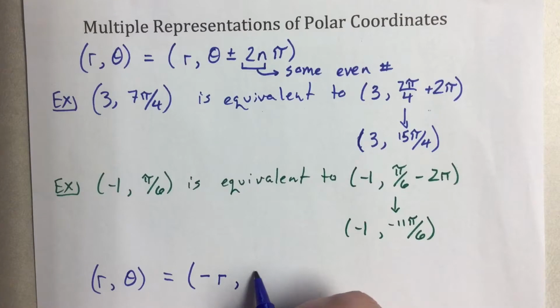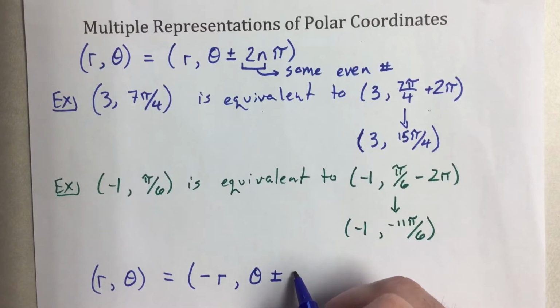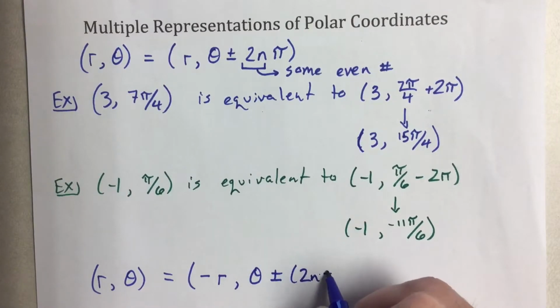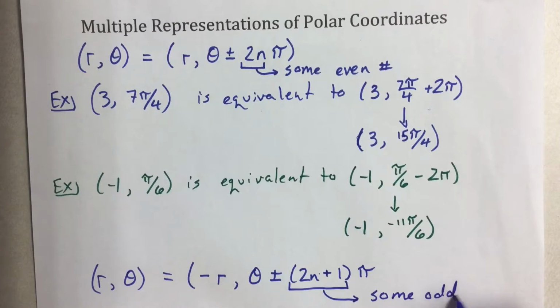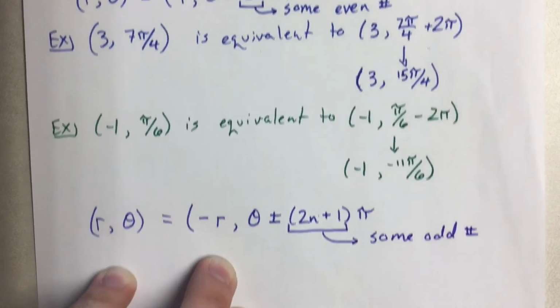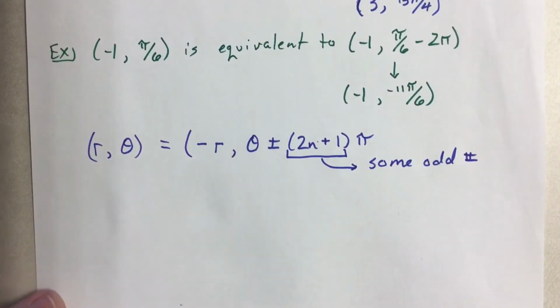And then having theta, rather than adding or subtracting an even number of pi, we are going to add or subtract an odd number of pi. So this 2n plus 1 is some odd number. So let's look at an example.